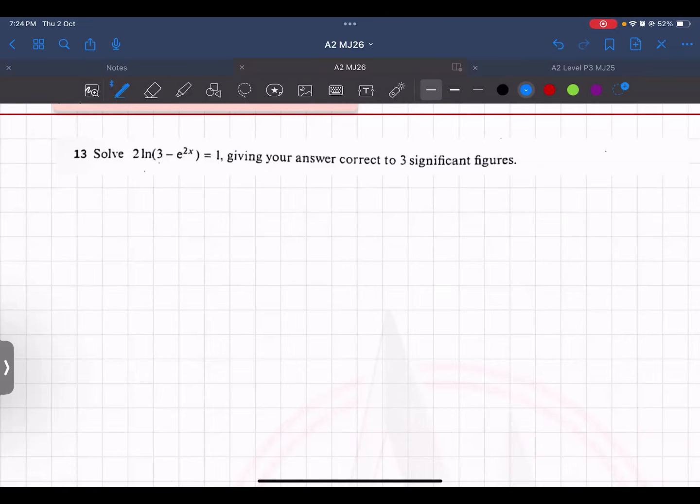So let's see. What you can do is, first of all, bring the 2 over to the other side. This would become 1 upon 2, which is 0.5. Now to get rid of the ln, I give the same ln on the other side: 0.5 ln e. So ln of 3 minus e 2x is equal to ln e power 0.5. And now you can see the ln's are the same, so ln cancels out. You have 3 minus e power 2x is equal to e power 0.5.